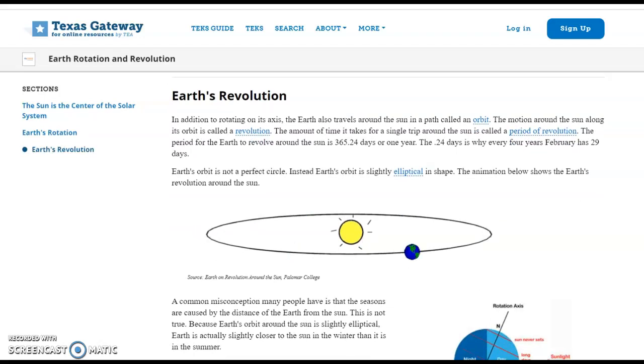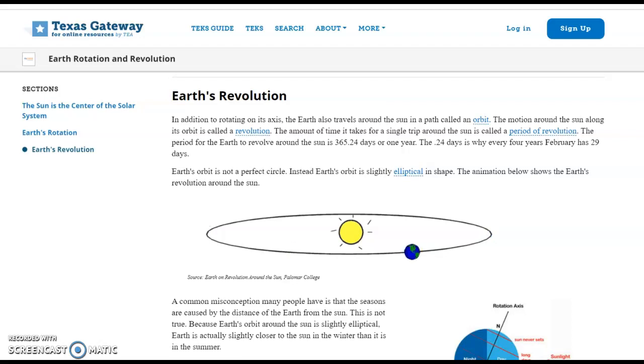In addition to rotating on its axis, the Earth also travels around the Sun in a path called an orbit. The motion around the Sun along its orbit is called a revolution. The amount of time it takes for a single trip around the Sun is called a period of revolution. The period for the Earth to revolve around the Sun is 365.24 days, or 1 year. The 0.24 days is why every 4 years, February has 29 days.